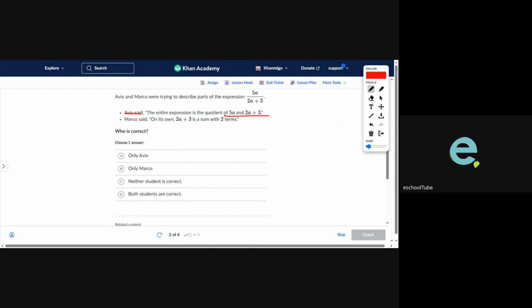Marco said on its own 2a plus 3 is sum of two terms. Is it correct or wrong? Again it is correct because there are two terms. अब ये इस expression में 2a plus 3 में there are two terms. Why are there two terms? Because they are separated by plus, by addition. So he is also correct. So we can choose D.